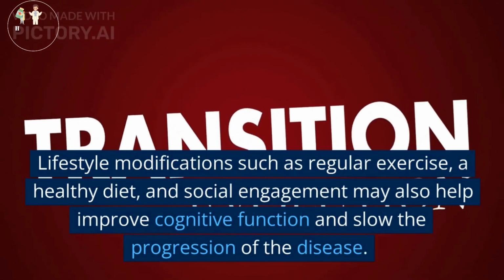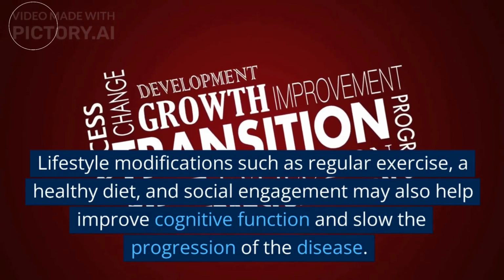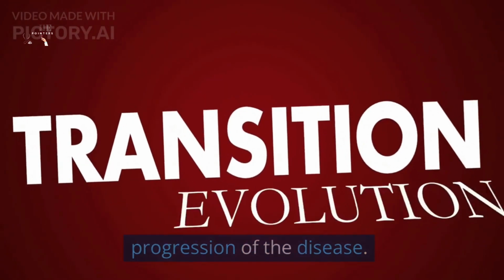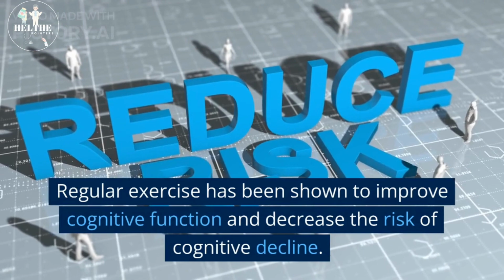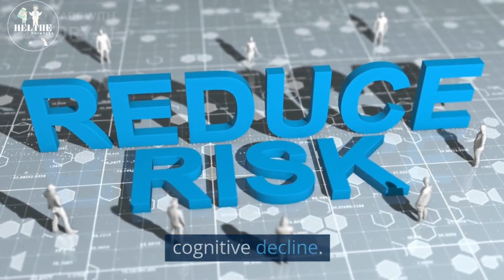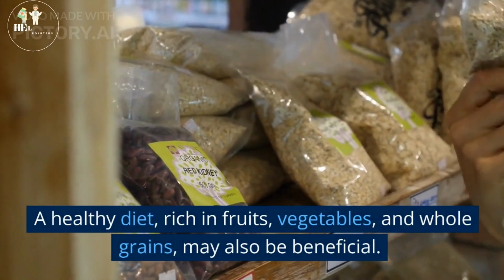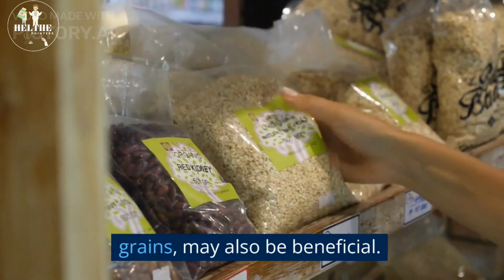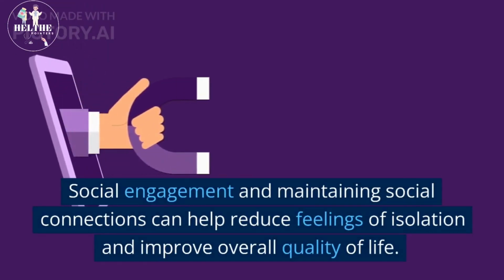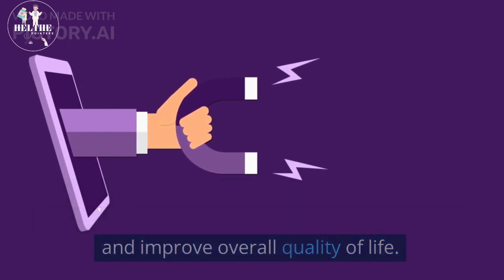Lifestyle modifications such as regular exercise, a healthy diet, and social engagement may also help improve cognitive function and slow the progression of the disease. Regular exercise has been shown to improve cognitive function and decrease the risk of cognitive decline. A healthy diet, rich in fruits, vegetables, and whole grains, may also be beneficial. Social engagement and maintaining social connections can help reduce feelings of isolation and improve overall quality of life.